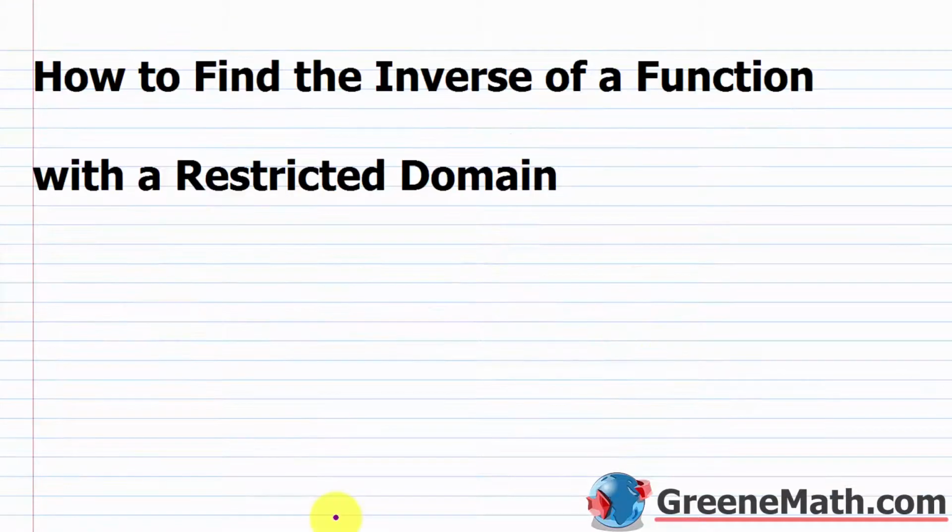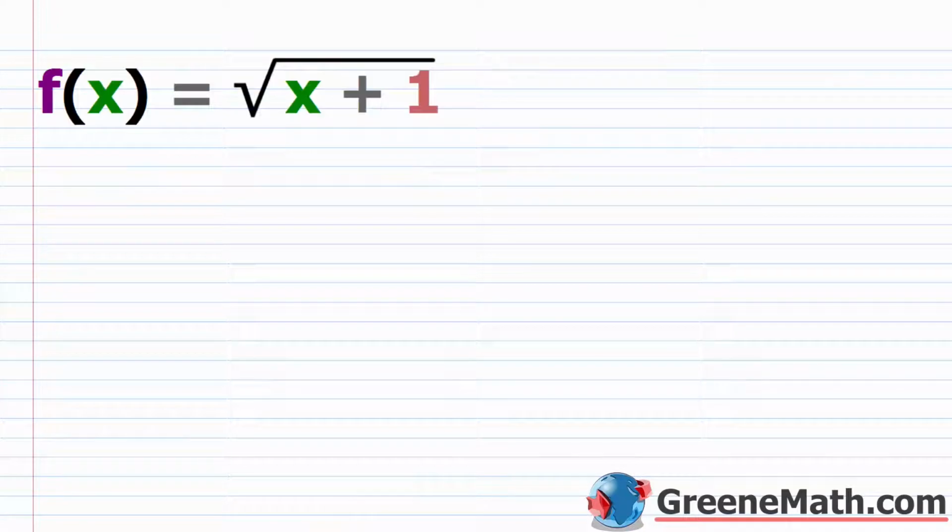In this lesson, we want to talk about how to find the inverse of a function with a restricted domain. So in a lot of cases, you're going to come across a one-to-one function that has an inverse, but that also has a domain restriction involved. So a lot of these that you're going to see in your book are going to involve kind of square roots. So something like f of x equals the square root of x plus 1.